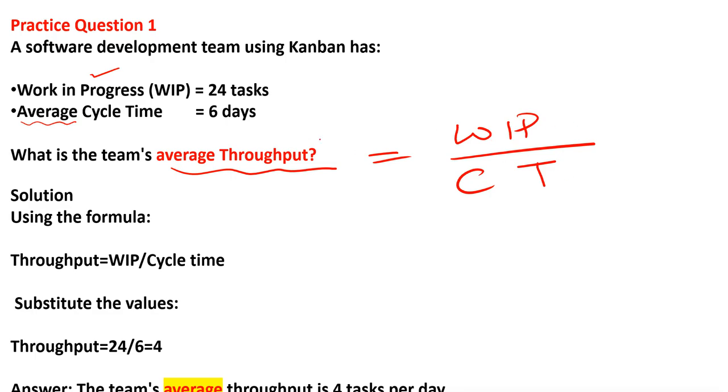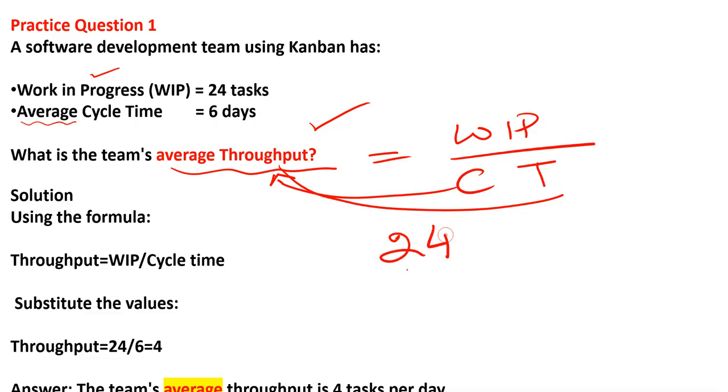Sometimes they will normally ask you to find throughput, but if the throughput is given, you have to find cycle time. So no worries, just play with this formula and find the cycle time. If work in process is on the other side, we have to multiply. So using the formula, work in process is 24 and cycle time is 6. So 6 times 4 is 24. It means average team velocity, or throughput, is 4 tasks per day, right? If the question says per week, you have to adjust this unit. The team's average throughput is 4 tasks per day.